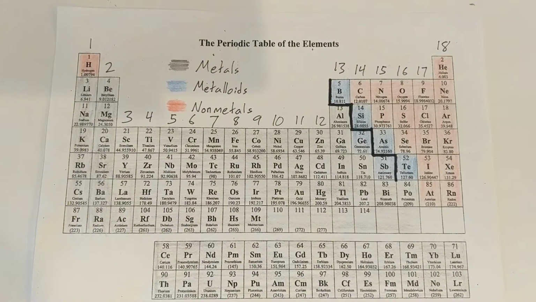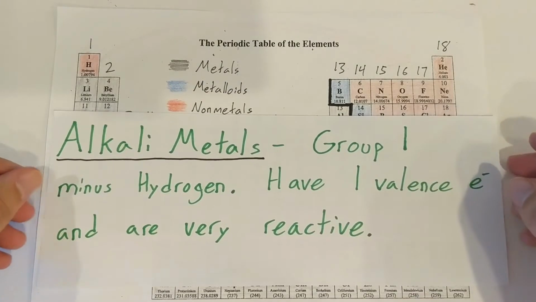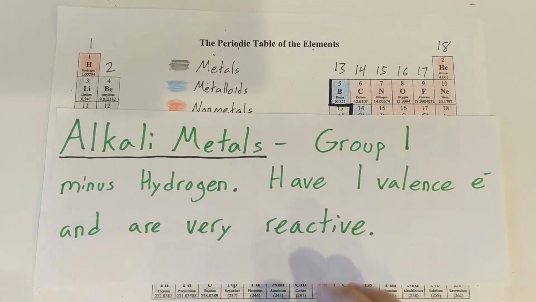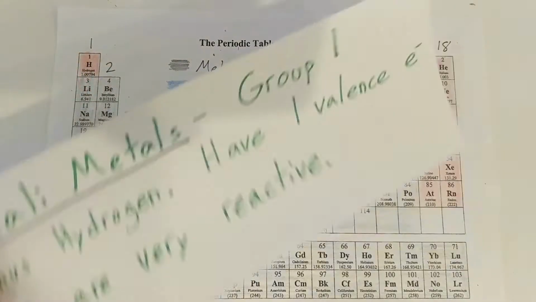And elements that have a similar number of valence electrons often have similar properties. So that's why we group them into families this way. So the first family I want to talk about is our alkali metals. This is going to be group 1 minus hydrogen. They have 1 valence electron and are very reactive.